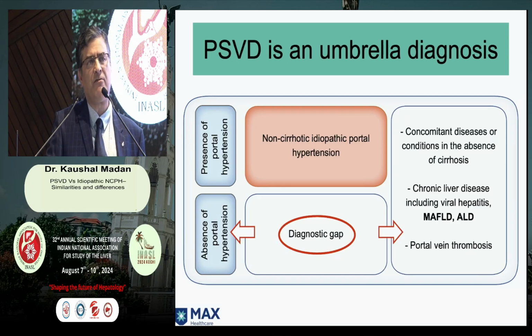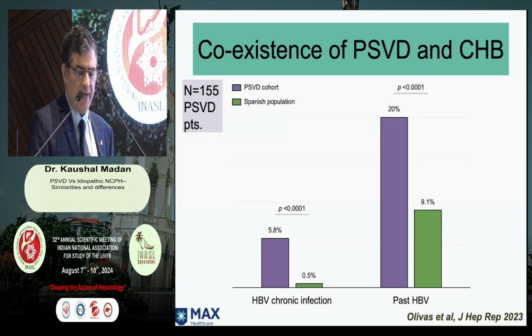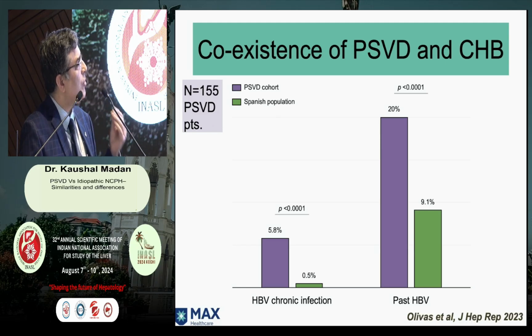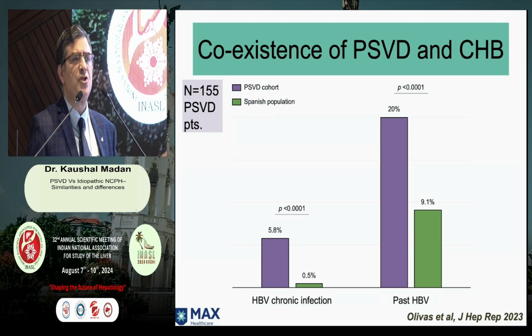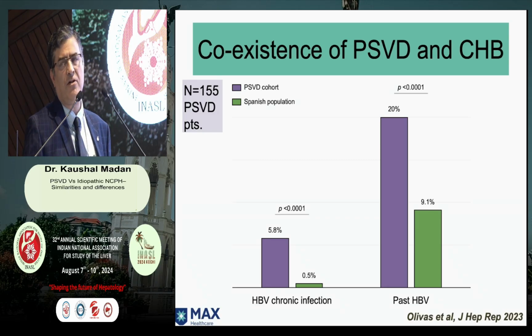And the patient was otherwise asymptomatic, did not have portal hypertension, did not have ascites. So let's see, are there some studies which talk about this? This is a Spanish study in which they looked at 155 patients who histologically had PSVD and then looked at the prevalence of HBV.